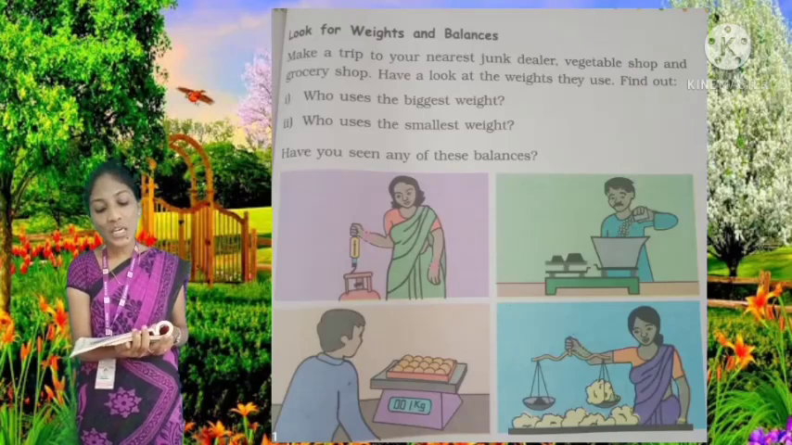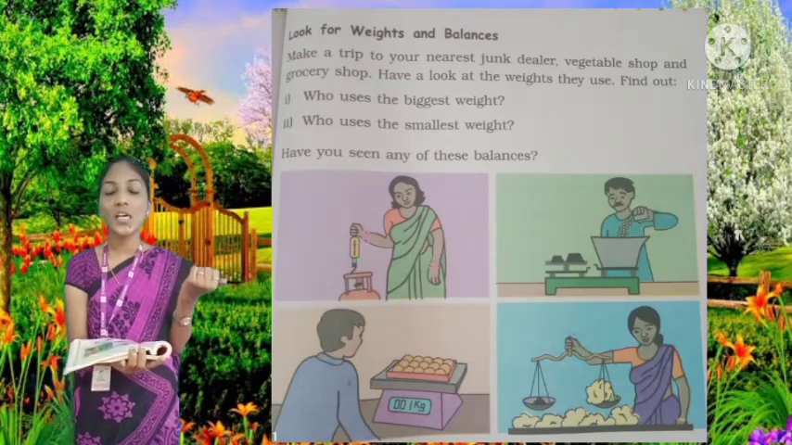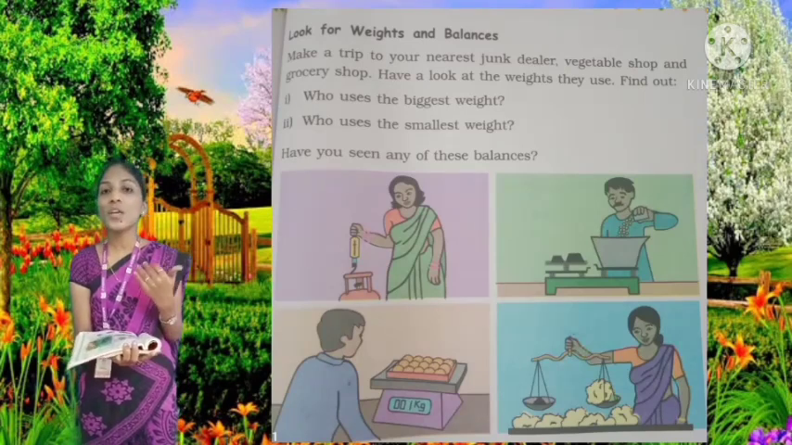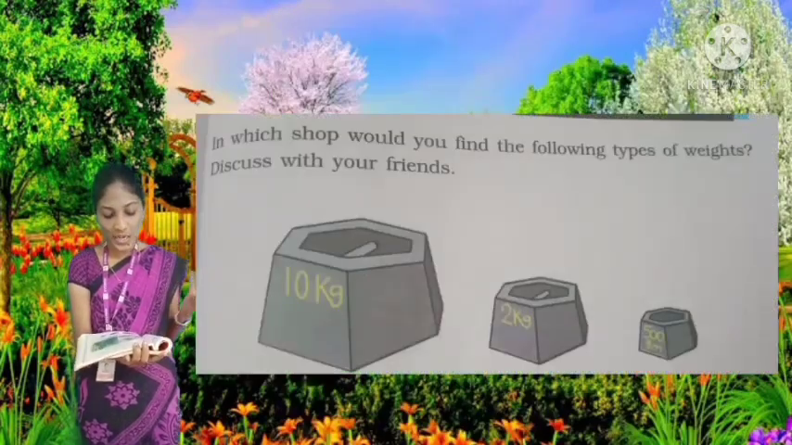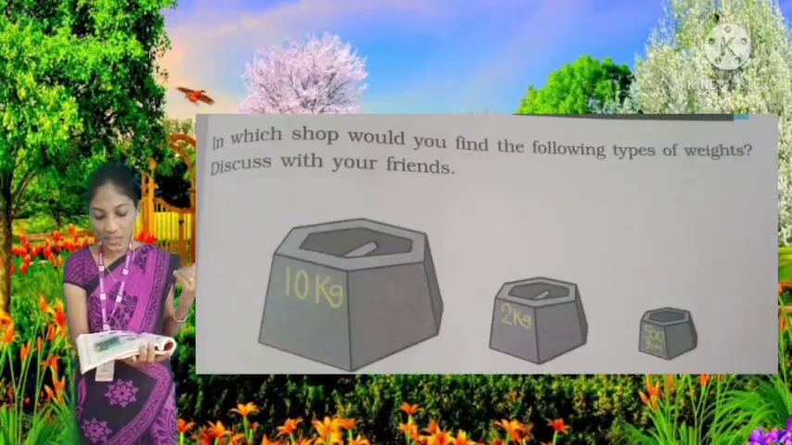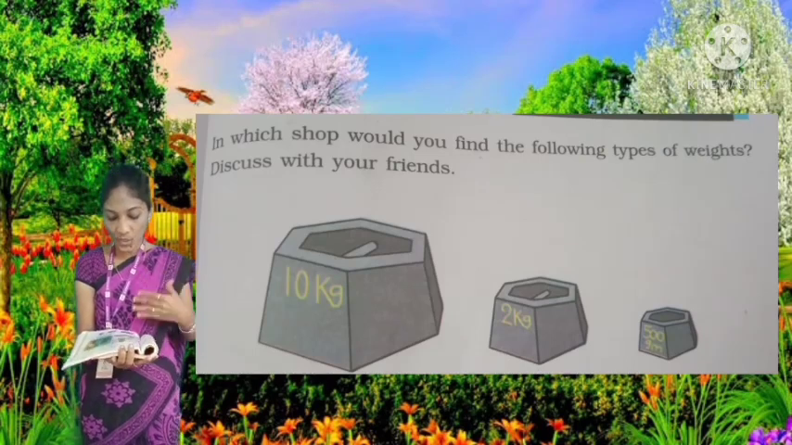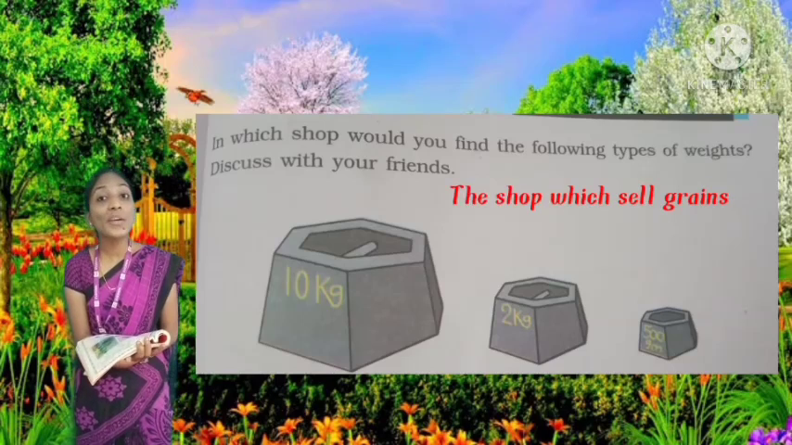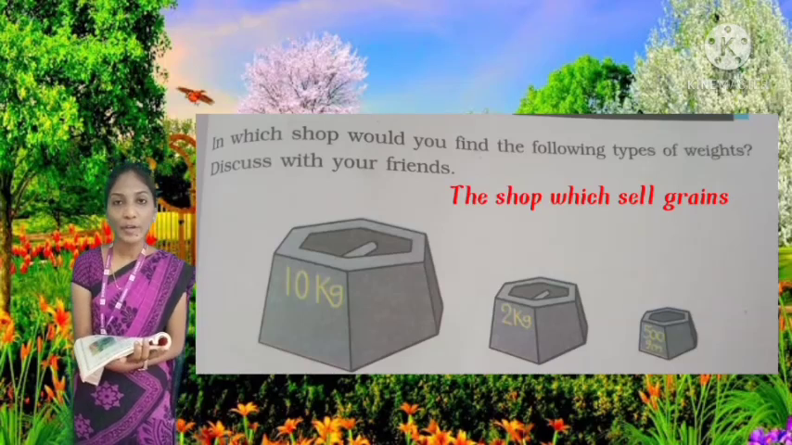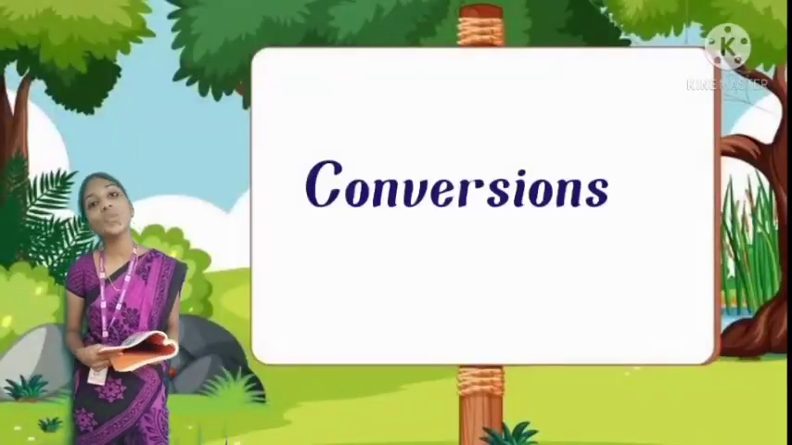Next, have you seen any of these balances? If you have seen, you can give yes. If you did not, you can give your answer no. Next, we'll move on to the last one. In which shop would you find the following types of weights? Discuss with your friends. So, where you can see these types of weights. The shop which sells grains uses this type of weights. Okay, children? Yes. Now, we'll move on to the conversion part.